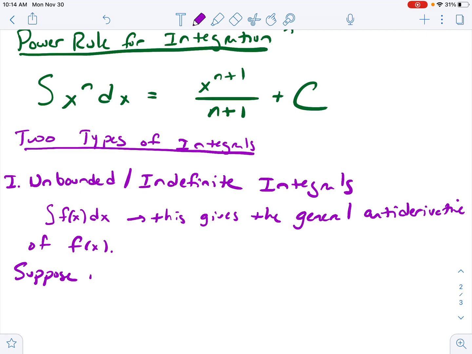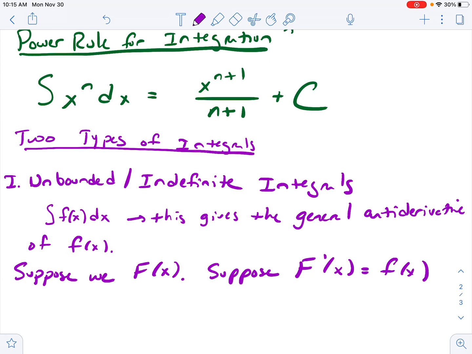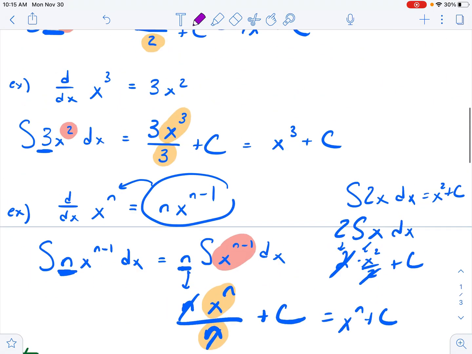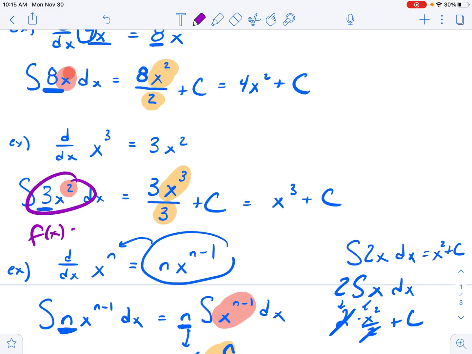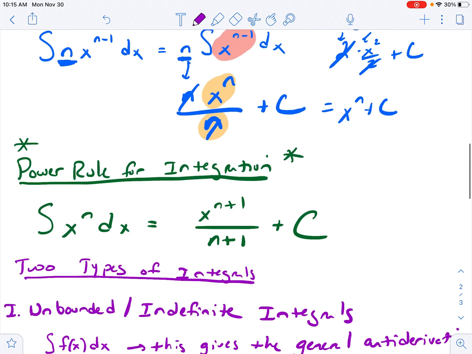In other words, suppose we have a function I'm going to call capital F of x. Suppose that if we take the derivative of capital F of x, we call that little f of x. Then, if we integrate little f of x, that's going to take us back to the function we started with. So the integral of little f of x dx is the antiderivative, we just call it capital F of x, plus c, the constant. So up in our examples here, the antiderivative of that is that x cubed plus c function, okay?